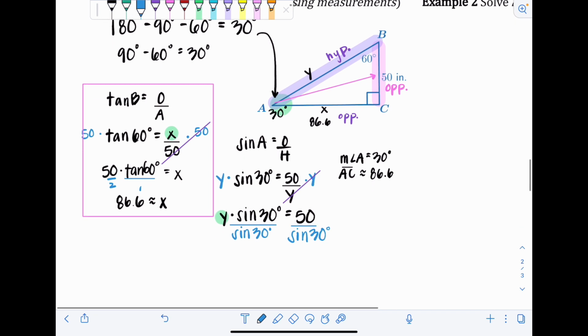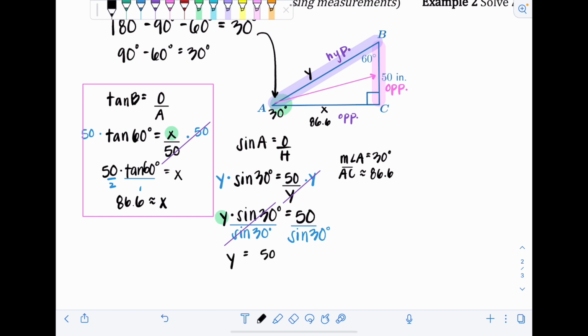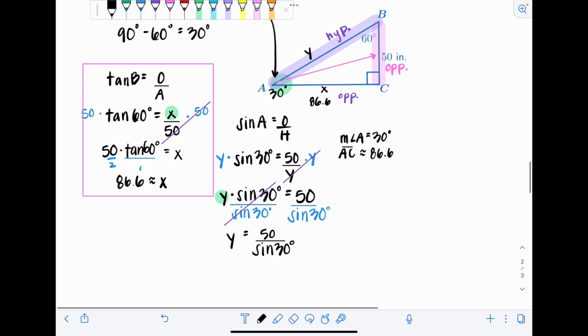And then sine of 30 divided by sine of 30, that cancels out. So I'm left with y is equal to 50 times sine of 30 degrees. So now we're ready to put things into the calculator. If you are using a phone one, I highly recommend just finding sine of 30 first and then dividing it by 50 after. So that's how I'm going to do it.